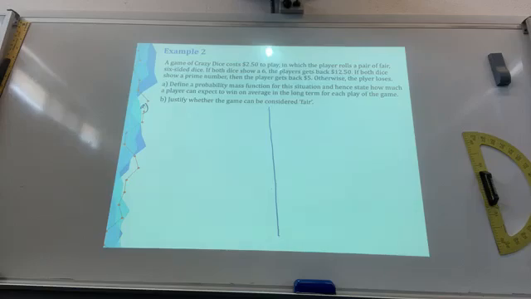So here, a game of crazy dice costs $2.50 to play, in which the player rolls a pair of fair 6-sided dice. If both dice show a 6, the player gets back $12.50. If both dice show a prime number, then the player gets back $5. Otherwise, the player loses.